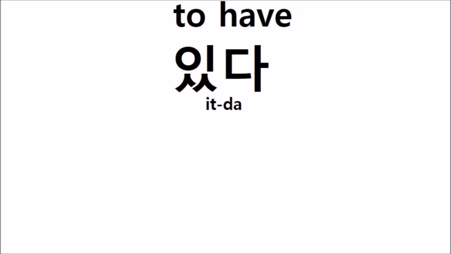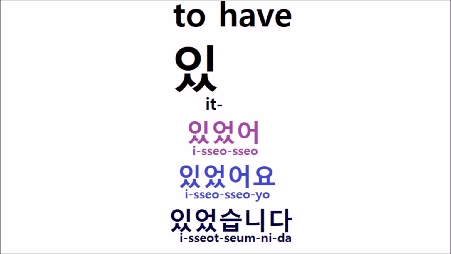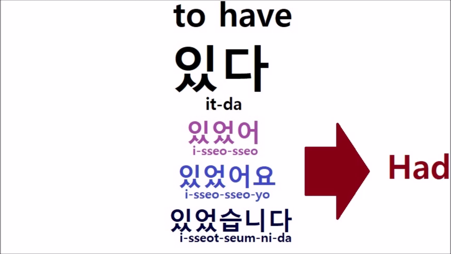To have is conjugated the usual way. Cut off the da and add 았어 to make the casual form, add 았어요 to make the polite form, and add 았습니다 to make the formal form. And that translates to had.